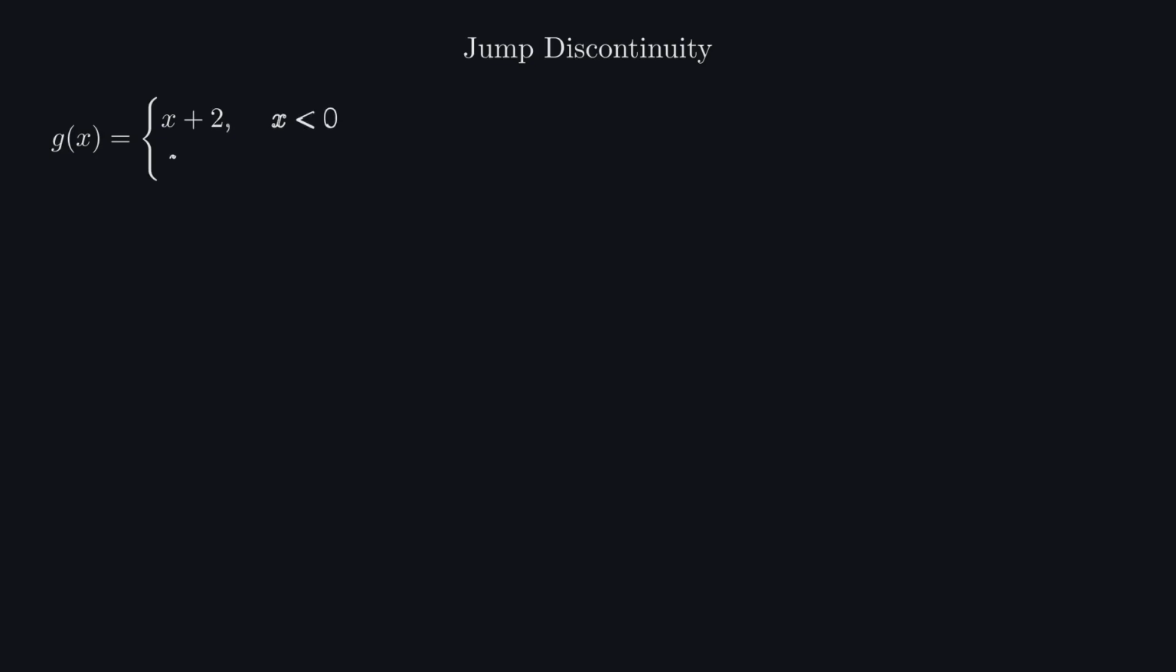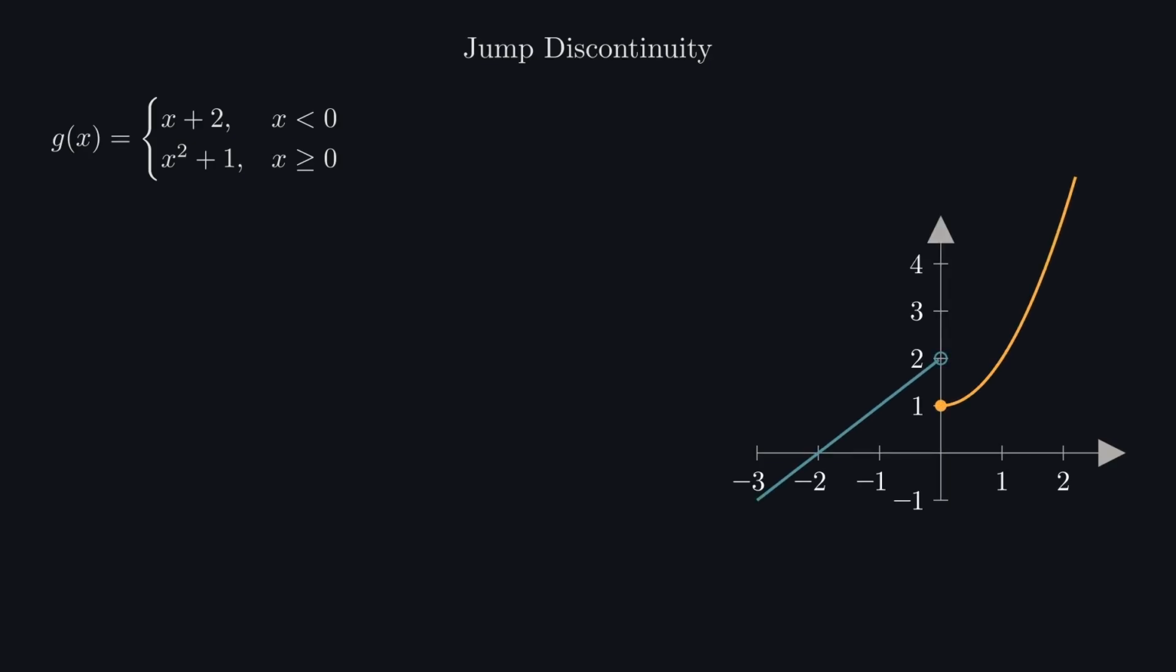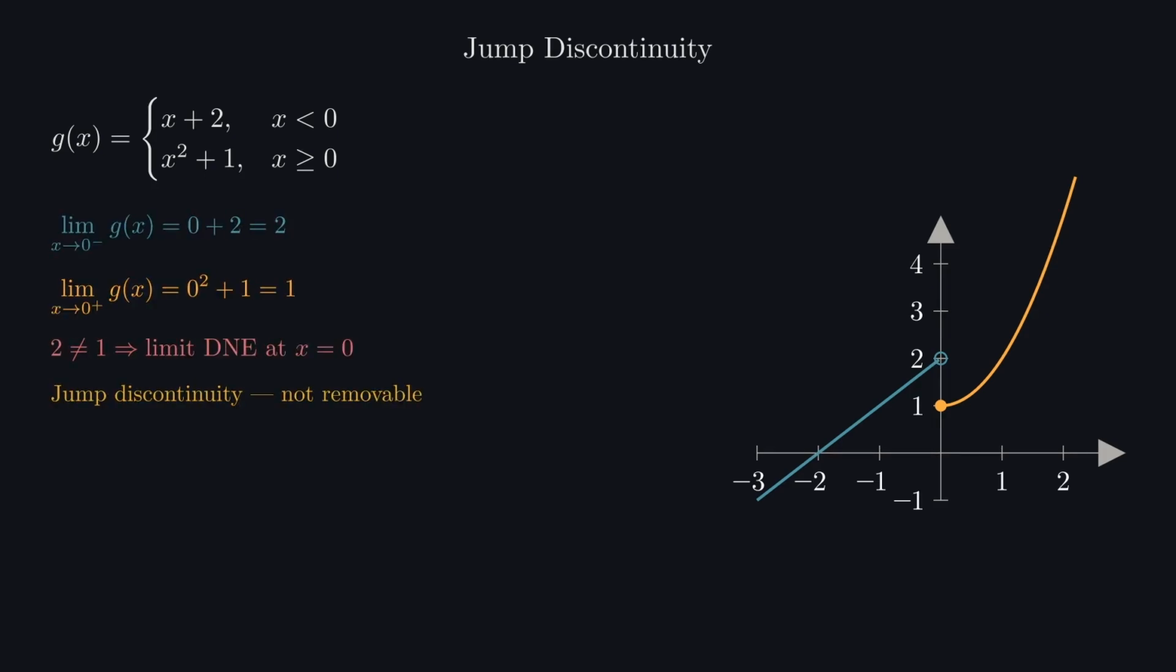Now let us see a true jump discontinuity with a non-constant example. Consider g of x equals x plus 2 for x less than 0, and x squared plus 1 for x greater than or equal to 0. As x approaches 0 from the left, the function approaches 2. As x approaches 0 from the right, the function approaches 1. Since these two one-sided limits are different, the two-sided limit does not exist. Therefore, the function has a jump discontinuity at 0, and this kind of discontinuity cannot be removed by redefining one point.